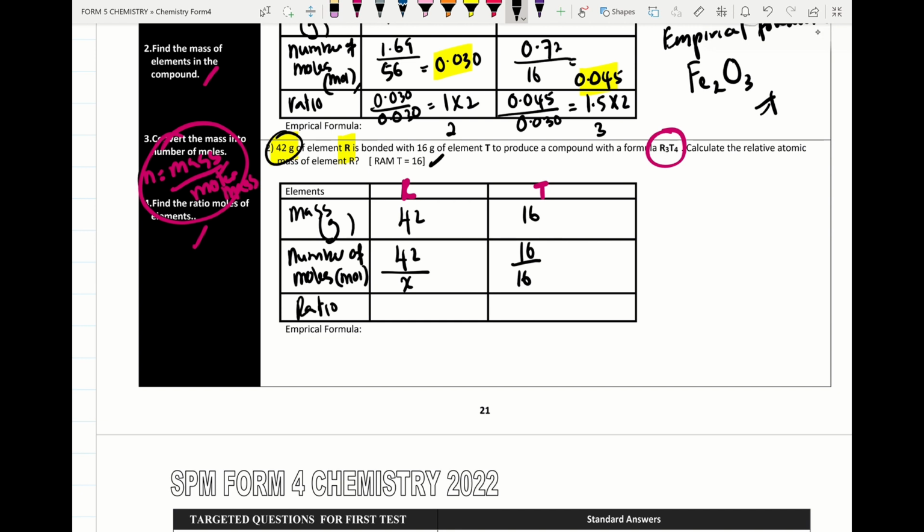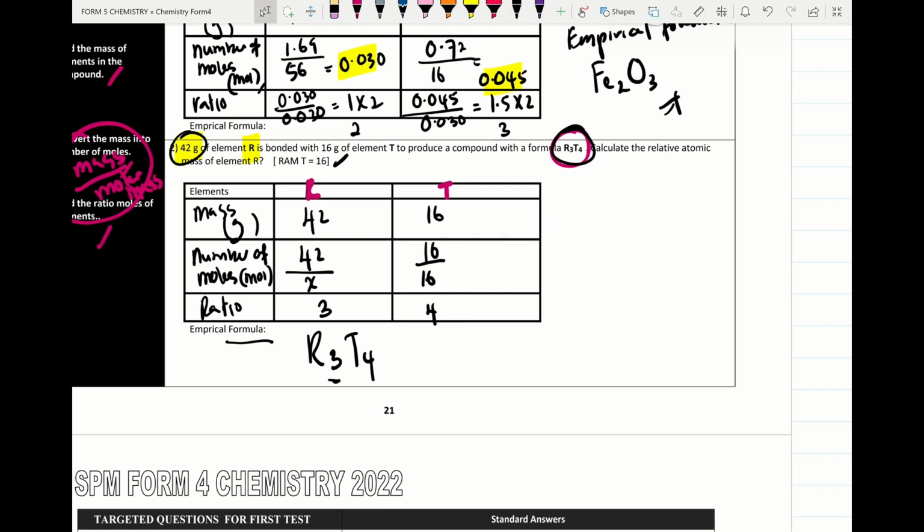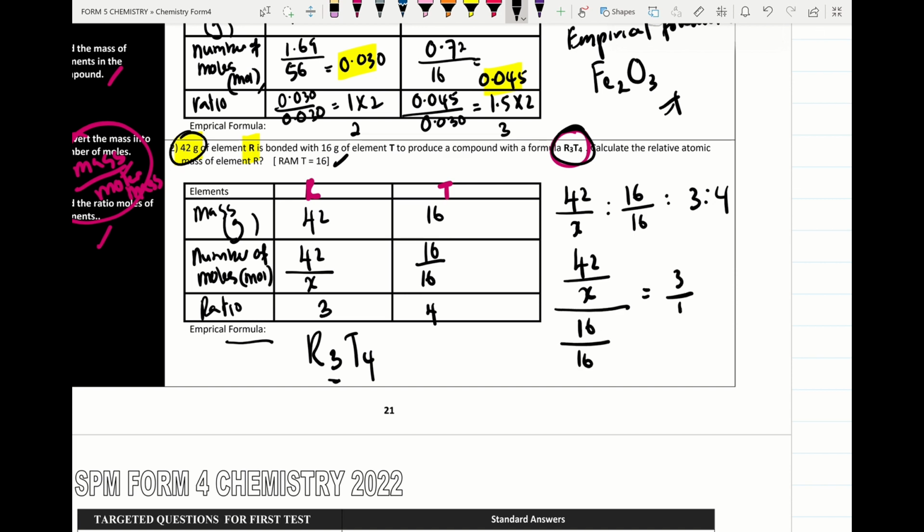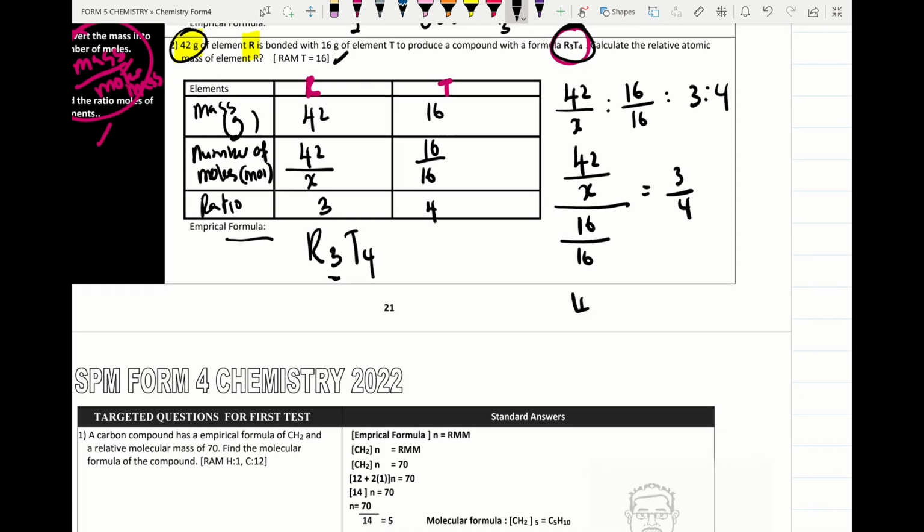Second step, we find the ratio. Check the formula given. The formula given is R3T4. So we take the 3, we put here, we take the 4, we put here. So we solve this one as a ratio: 42 divided by X equals 16 divided by 16 equals 3 to 4. So we find 42 divided by X, and 16 divided by 16, so we will get 3 over 4. And we try to settle this one. So 42 over X, we multiply by 16 over 16, this one we bring down, bring up.